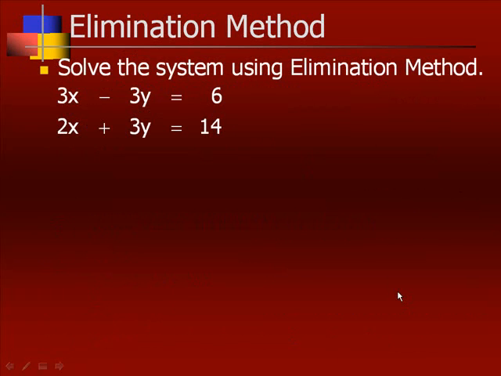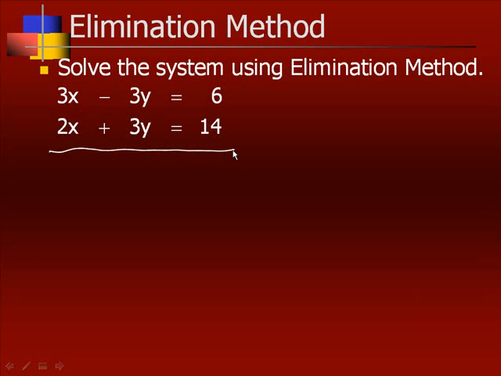Okay, so solve this system using the elimination method. We've already got standard form. X's and y's are on both sides. Now x's, we've got 3x and 2x. Those are not opposites. On y's, we've got negative 3y and positive 3y. We already have opposites, so we're going to go to the next step.